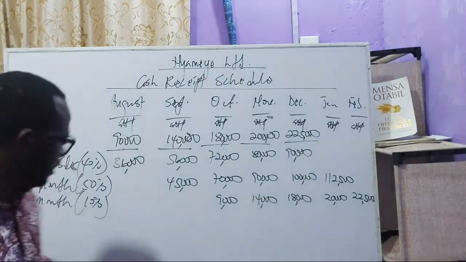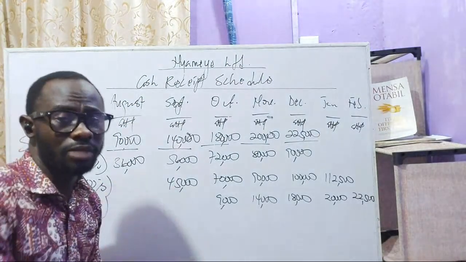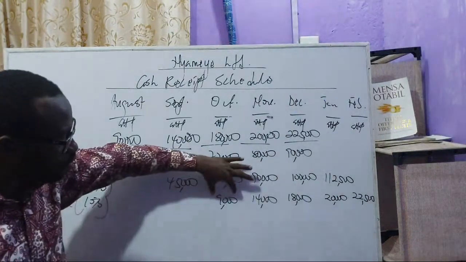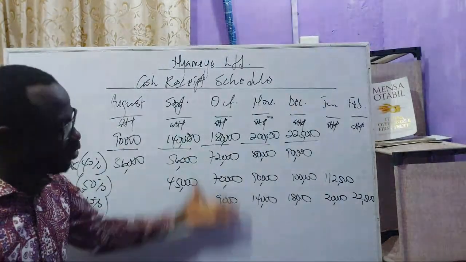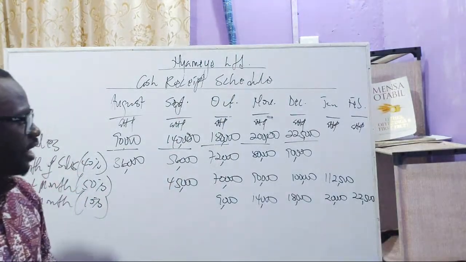In some circumstances, the second month, that is the last schedule, is sometimes accounted for as bad debt. If it is accounted for as bad debt, that means we won't collect that money. So that money will not be included in the determination of the cash receipts from our debtors.